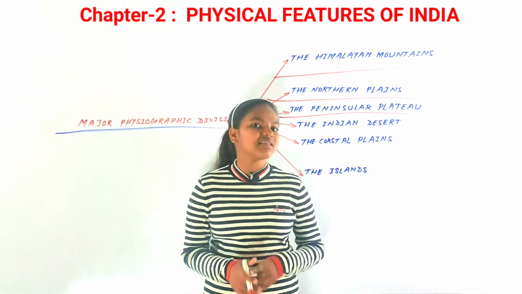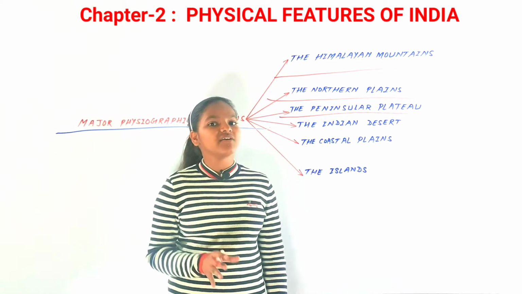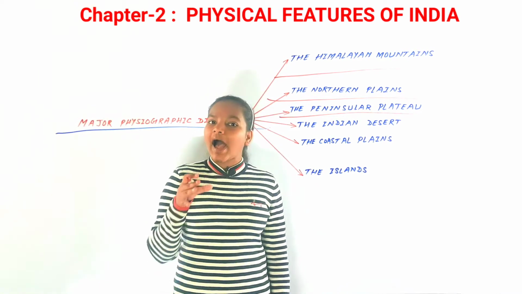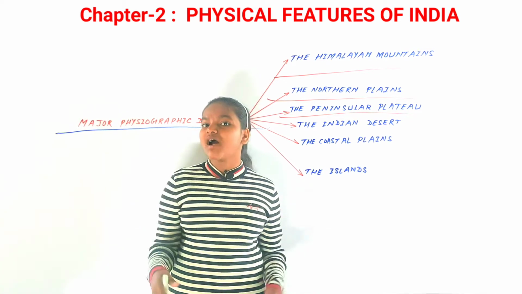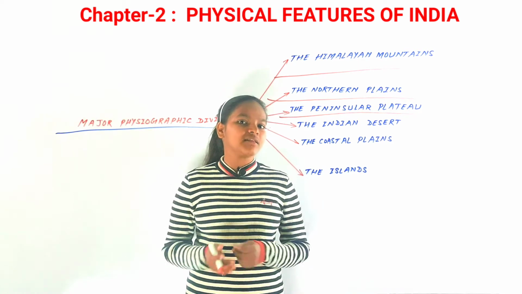Now there is a concept of Western Ghats and the Eastern Ghats. Now the Western Ghats mark the western edge of the Deccan Plateau, and the Eastern Ghats mark the eastern edge of the Deccan Plateau. Now first let's look at the Western Ghats.